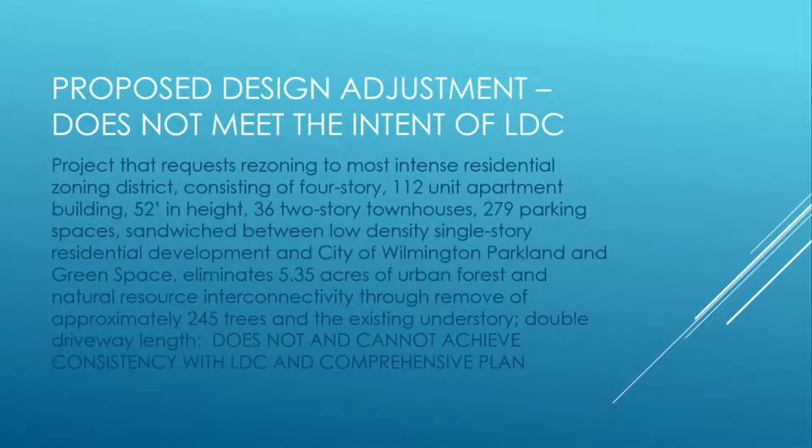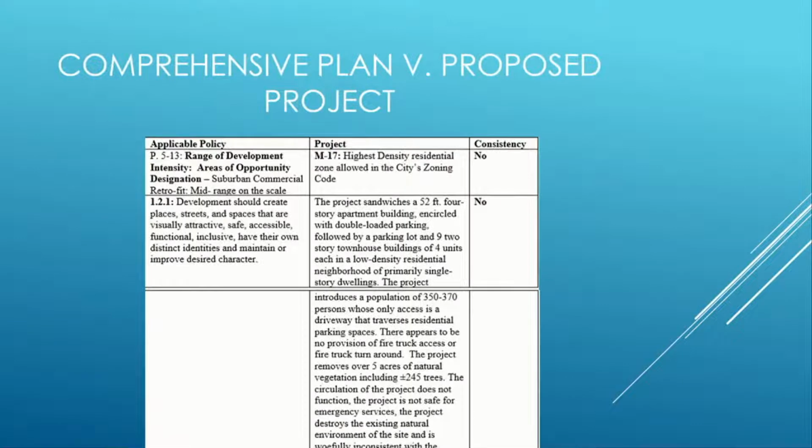The proposed design adjustment does not meet the intent of the Land Development Code because this variance is sought in connection with a rezoning that will place, according to the applicant, a 4-story, 112-unit apartment building, 52 feet in height, 36 two-story townhouses, 279 parking spaces, sandwiched between single-story residential development and the city of Wilmington parkland and green space. It will eliminate 5.3 acres of urban forest and natural resource interconnectivity through the removal of approximately 245 trees and the existing understory. It'll double the driveway length. It cannot, therefore, achieve consistency with the Land Development Code and Comprehensive Plan, and this shows you why.